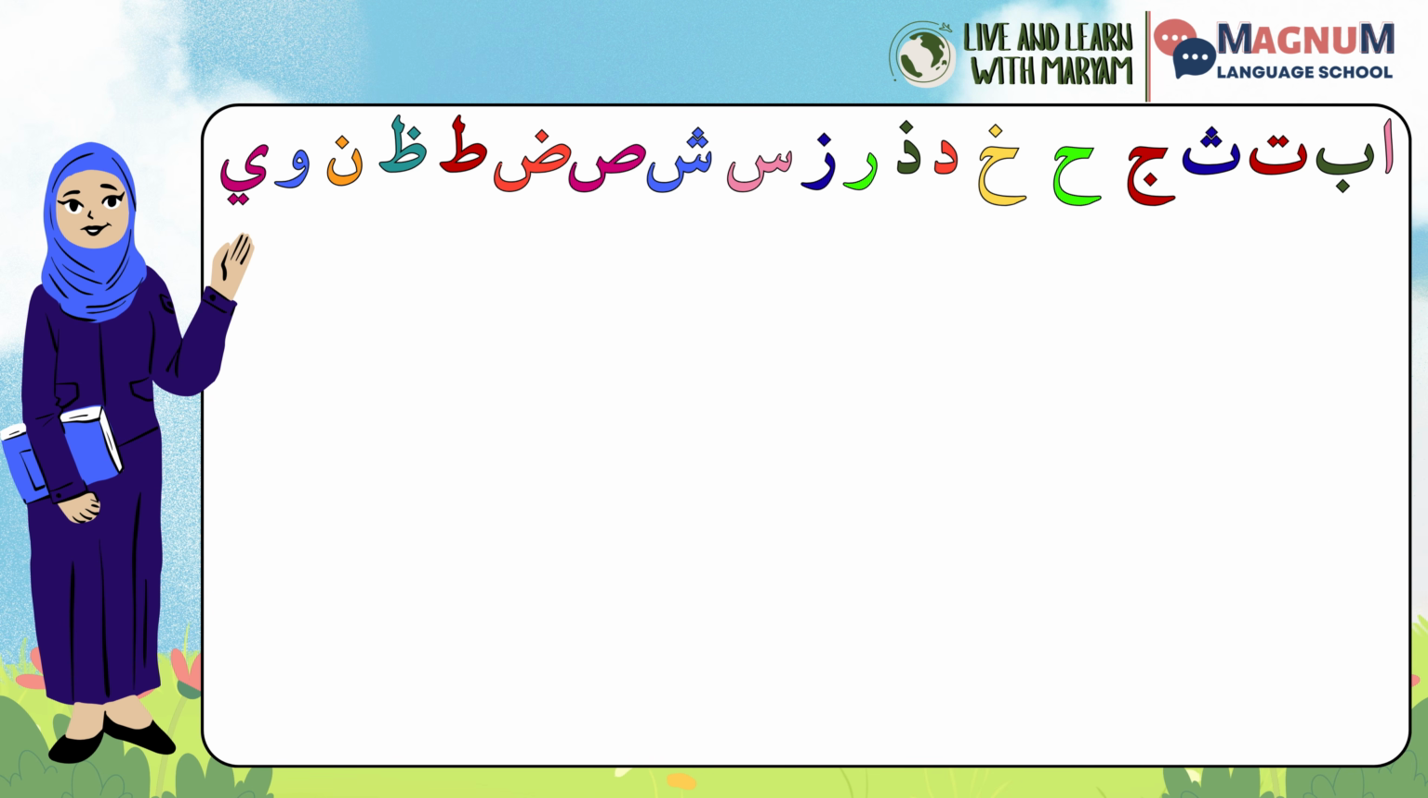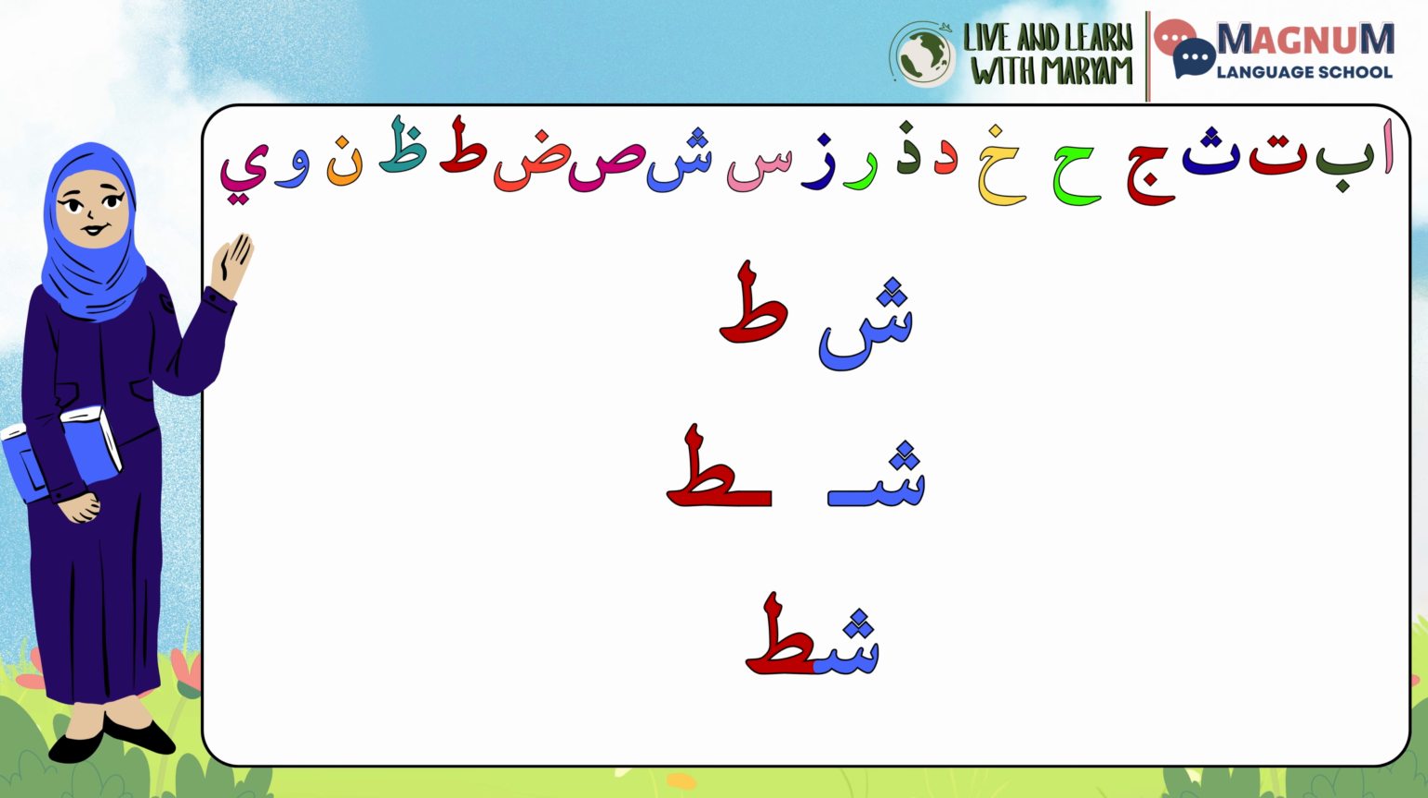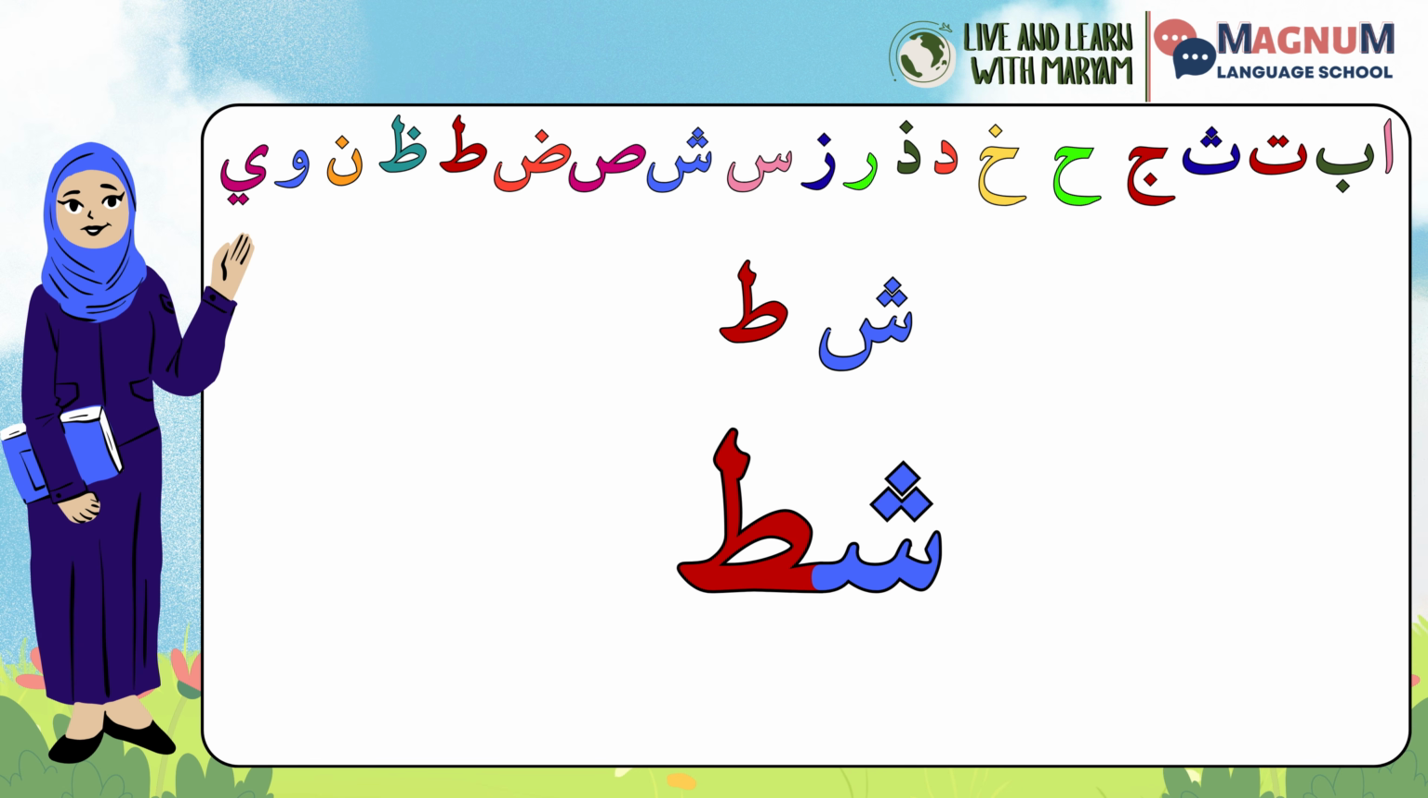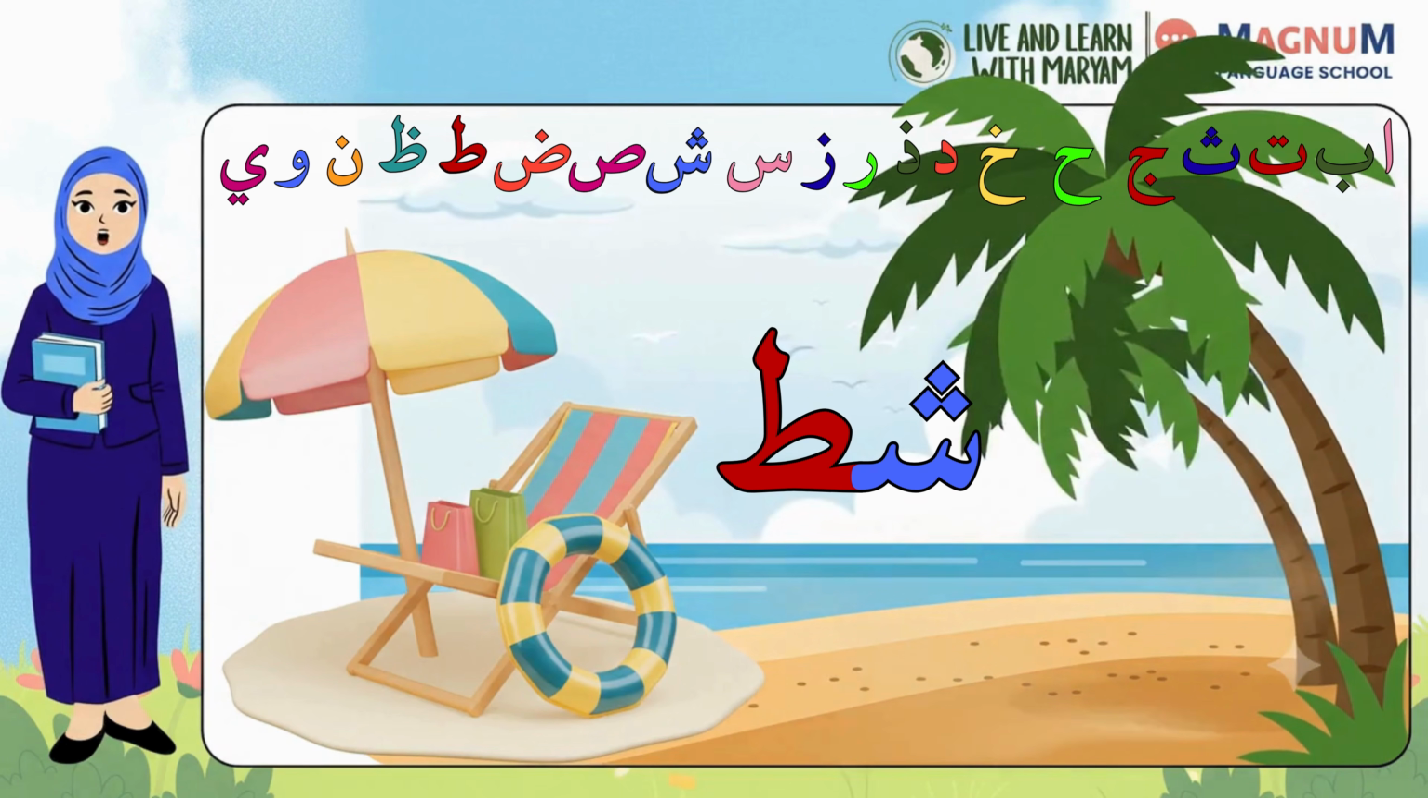And now let's pick sheen and thaa. Sheen starts in the leader position shape with its three teeth and three dots on the top. Thaa comes right after it at the end, taking the finisher position shape. This word is shat, and shat means beach.